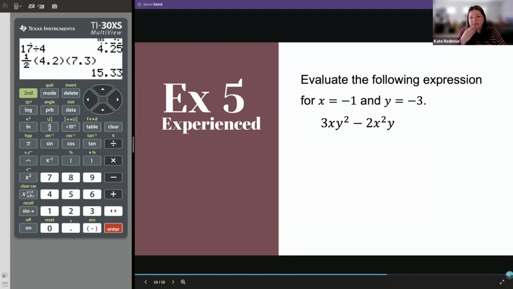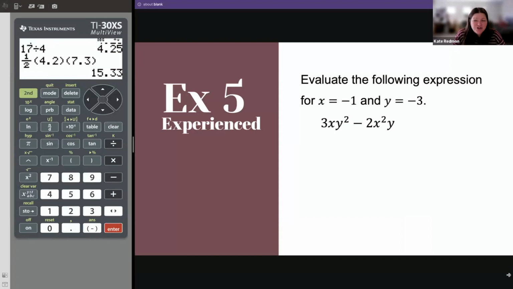Okay, another one for my experience level students. Why am I saying this one's tricky? Well, it's the negatives. Let's take a look. Evaluate the following expression for x is equal to -1 and y is equal to -3. And then they have our expression 3xy squared minus 2x squared y. This is a GED favorite. They love examples like this, ones where you have negative values that are getting plugged into exponential expressions. When you put a negative in with an exponent, it's really easy to screw something up.